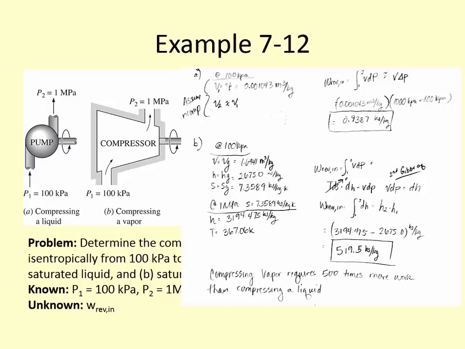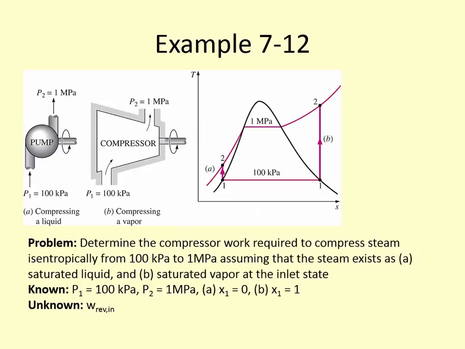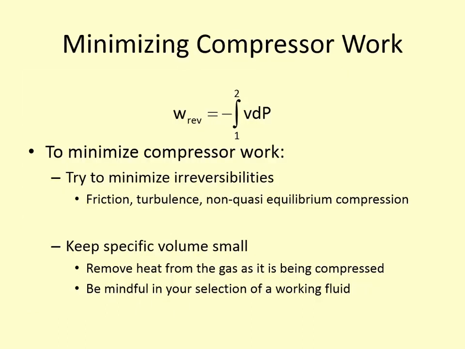Okay, any questions on that example? All right. So we want to minimize the compressor work, and there are several ways to do that. One is we try to minimize irreversibilities, so friction, turbulence, a non-quasi-equilibrium compression, meaning we do it in an oscillating or pulsating manner that causes the fluid to oscillate or have turbulence. The second is to keep the specific volume small. So we want to try to compress things that have a lower specific volume, which means we often want to remove heat from this fluid.